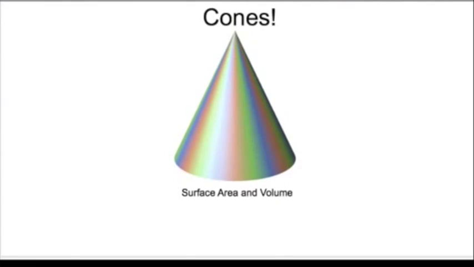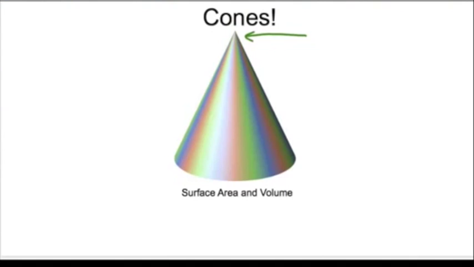We're going to talk about cones, and what we're going to do is talk about how to figure out the surface area and volume of a cone. First thing we're going to do is just take a look at the cone itself. It has different parts that need to be labeled.